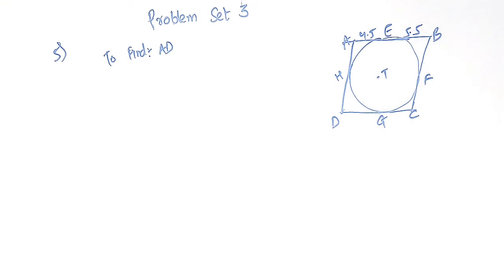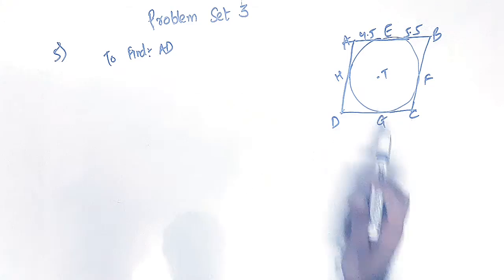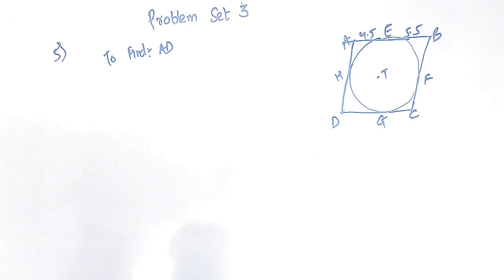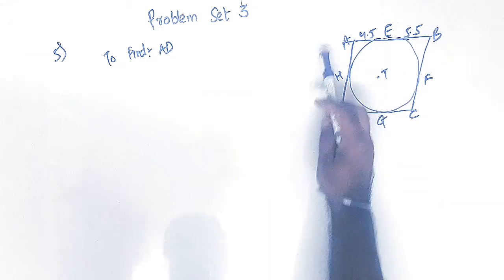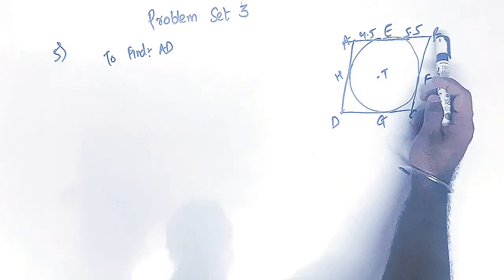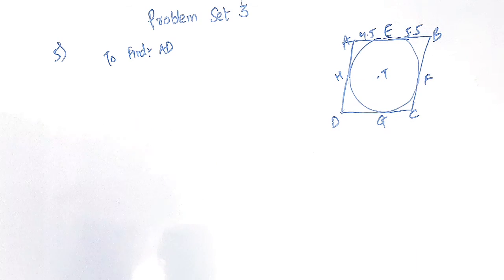So coming to question number 5, we can see here that quadrilateral ABCD is a parallelogram, and this is a circle inscribed in the parallelogram. So this automatically makes the tangent segments AE, AH, BE, BF, CF, CG, DH and DG. These are the tangent segments.